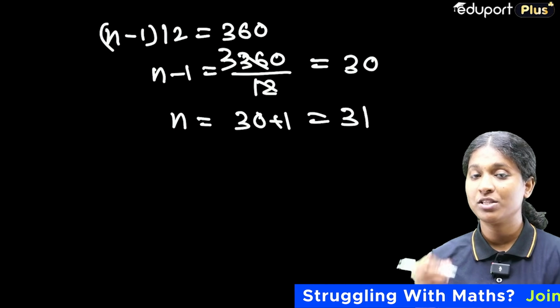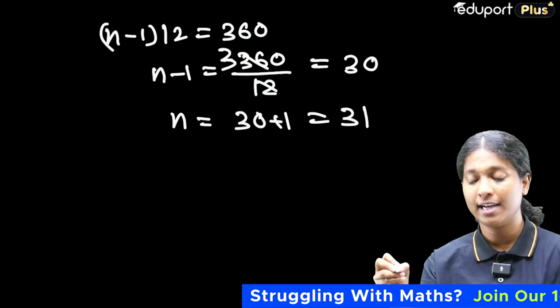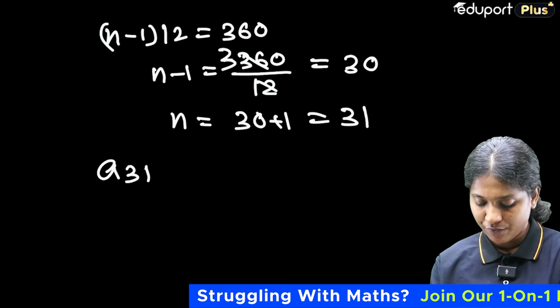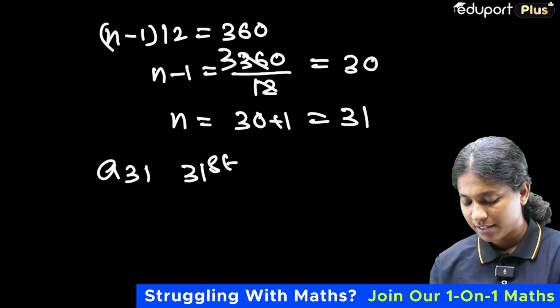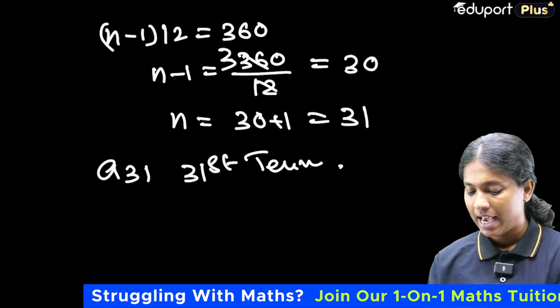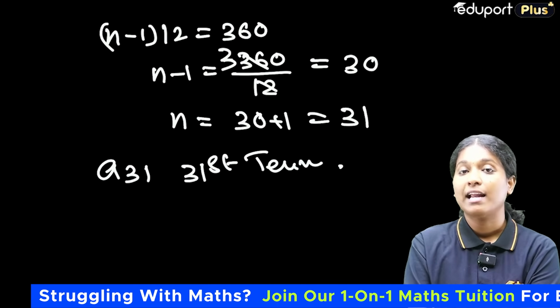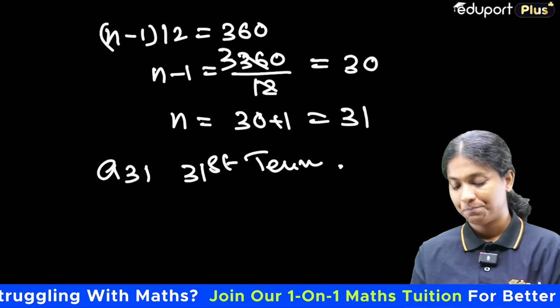So, which term is 120 more than the 21st term? Nothing but a31. So, the 31st term is 120 more than the 21st term.